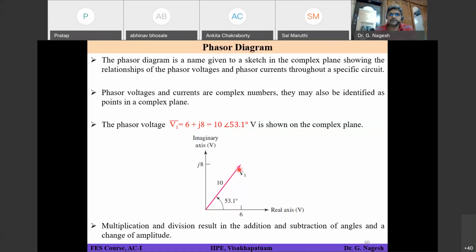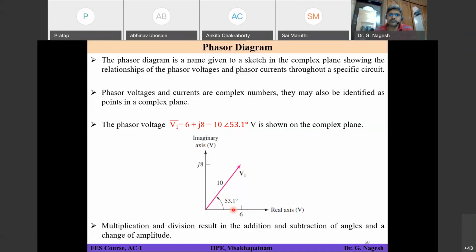For example, I have given here phasor voltage V1 equal to 6 plus J8 in rectangular form. The equivalent polar form is also shown. If you are plotting that on the complex plane, you will have the real axis, horizontal, and the vertical axis you will consider the imaginary axis. You can plot this voltage V1, which is a phasor, on this complex plane. It will be 10 at an angle of 53.1 degrees, so that's why it was shown here.